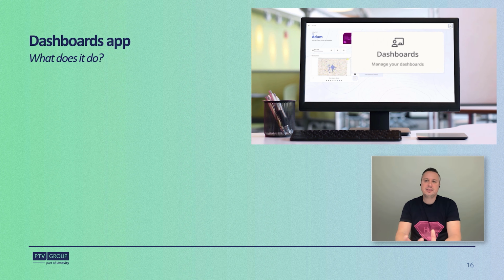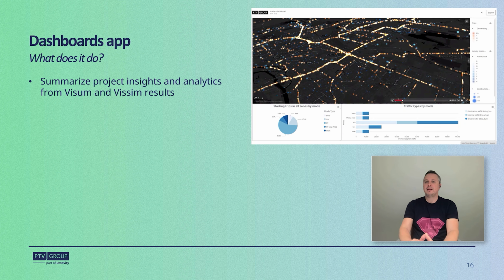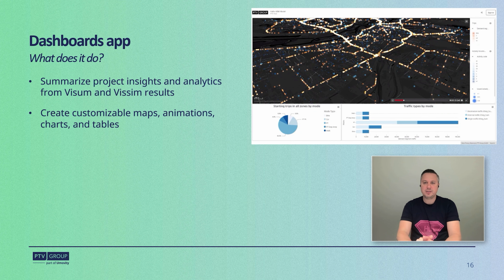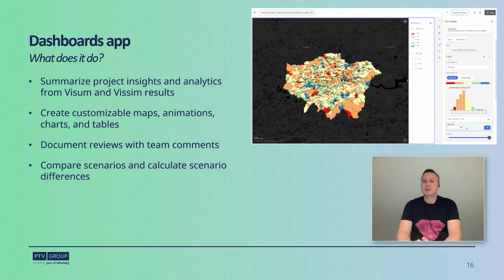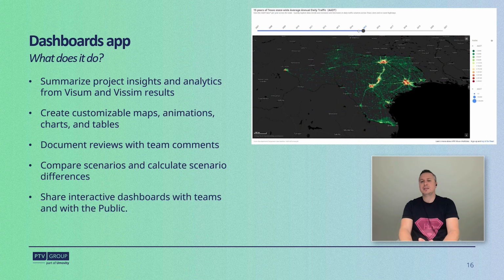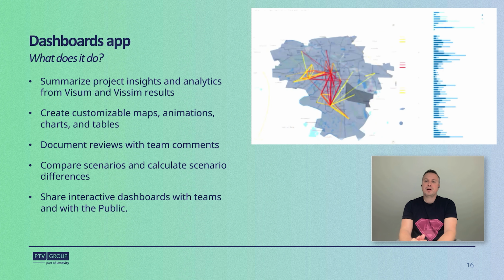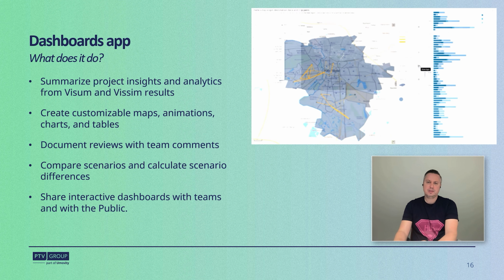And finally, let's discuss the Dashboards app in more depth. This app summarizes project insights and analytics from VISUM results. It creates customizable maps, animation, charts, and tables. It also documents reviews with team comments. It compares scenarios and calculates scenario differences, and it shares interactive dashboards with teams and with the public. What's great about this app is that it helps you easily build dashboards and project figures with a process that is 100% integrated with your VISUM modeling workflows.